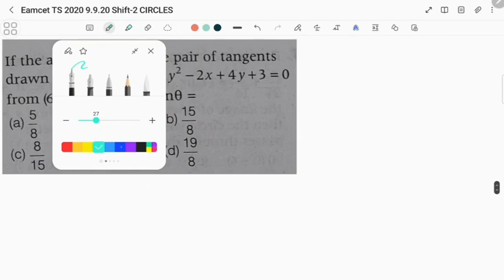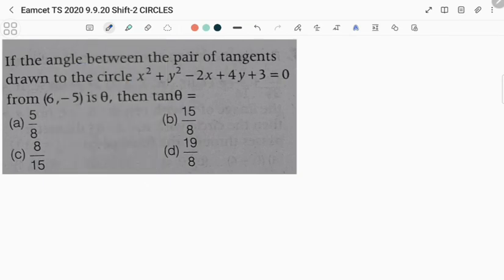In this question, if the angle between the pair of tangents drawn to the circle from 6, minus 5 is theta, then tan theta equal to. So we know the tan theta by 2 formula. I will draw the figure and I will write the formula, dear students. Here the point is 6, minus 5.